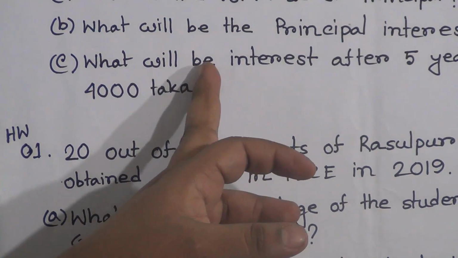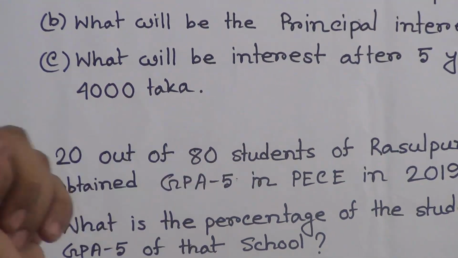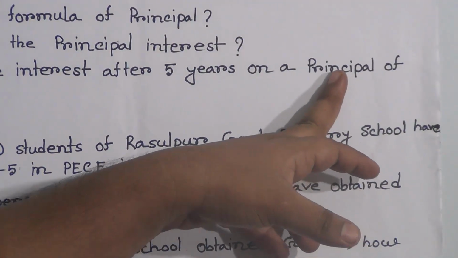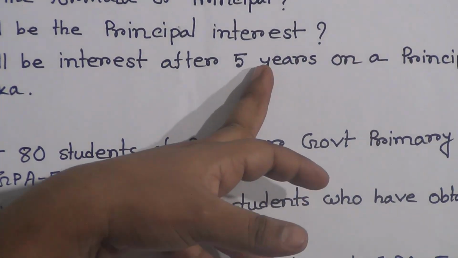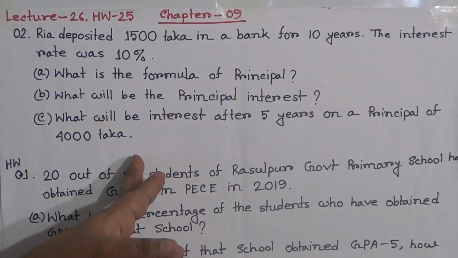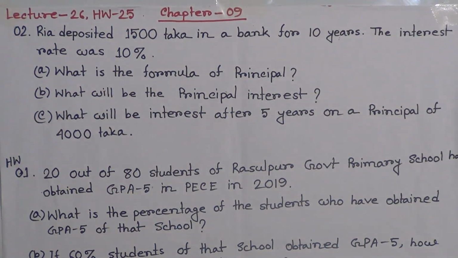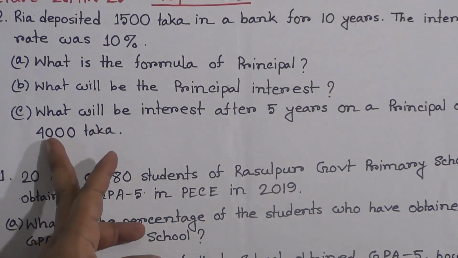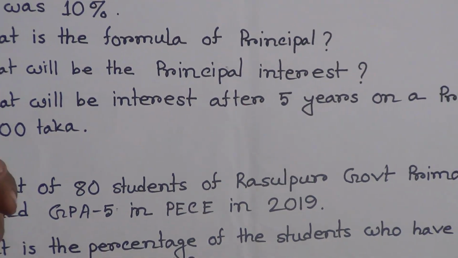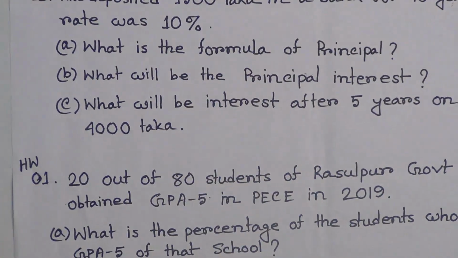Question number C, what will be the interest after 5 years on a principal of 4000 taka? My dear students, notice here 4000 taka is the principal which is given and time is also given, which is 5 years, but the interest is not given. On the other hand, the interest rate is also given in the stem, which is 10%. So by using this interest rate, time and principal, we find out the simple interest. Okay, so let us start our problem. First of all we shall solve question number A. What is the formula of principal?